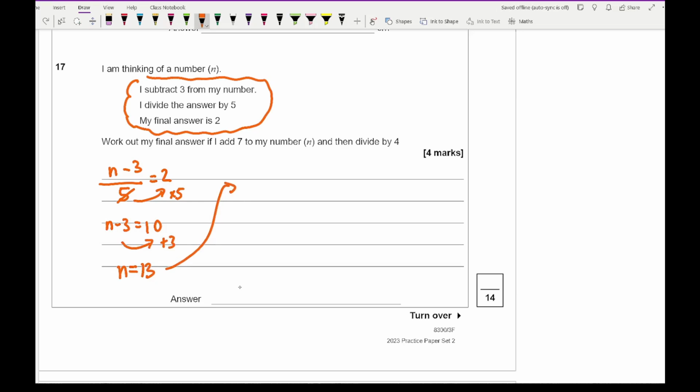So then from this, what I can then do is work this out. He adds 7 to his number and then divides by 4. So 13 plus 7 is 20, divided by 4 gives me an answer of 5.